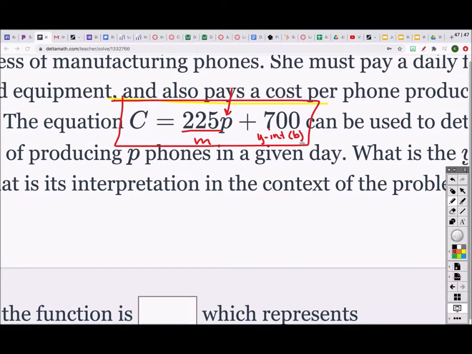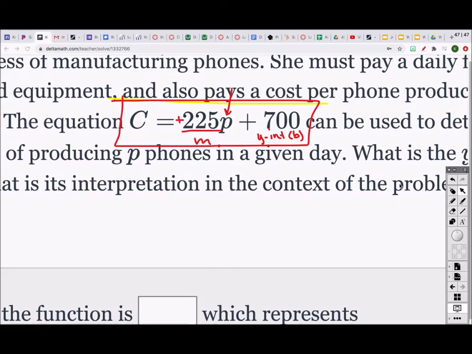So as you're interpreting this particular problem, you know automatically that this, whatever the C is, begins at 700, and then because this is a positive 225, it's going to go up 225 every whatever the P is. So without even reading the problem, I know that it starts at 700 and it goes up 225 each P. Well, what are the C and the P then? Well, that's what the rest of the problem is about.